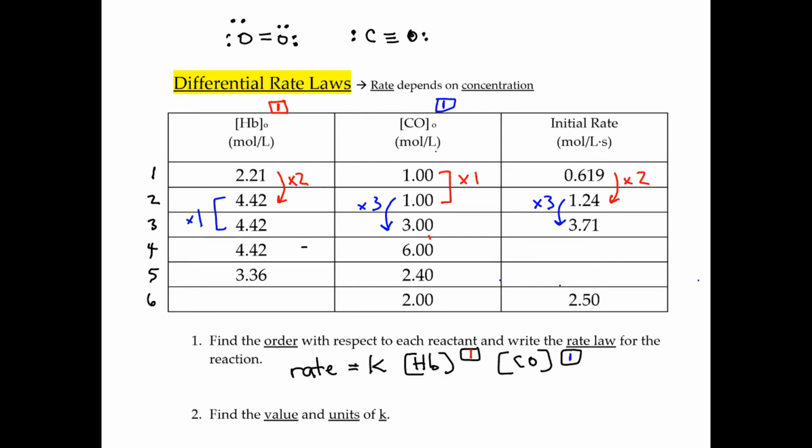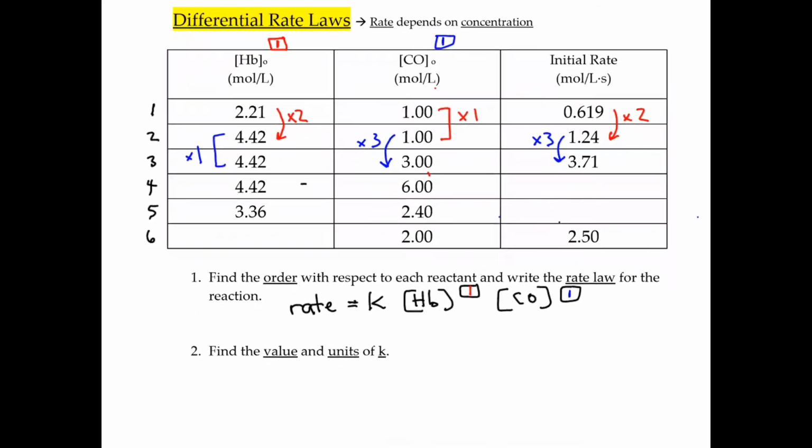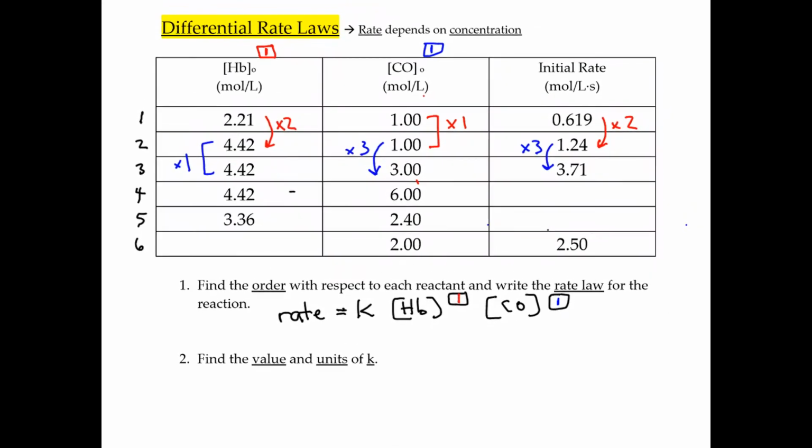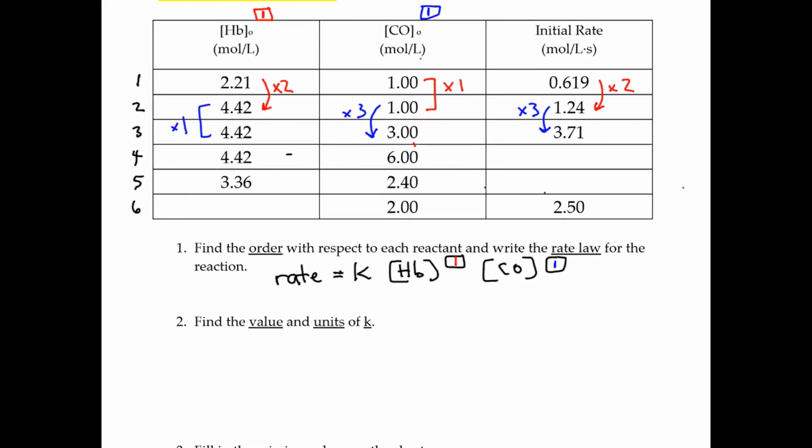And now I have my rate law. The rate law is rate equals k times hemoglobin concentration to the first times CO, carbon monoxide, to the first. Now what I want to do is figure out the value and the units of k. The hemoglobin is in moles per liter.